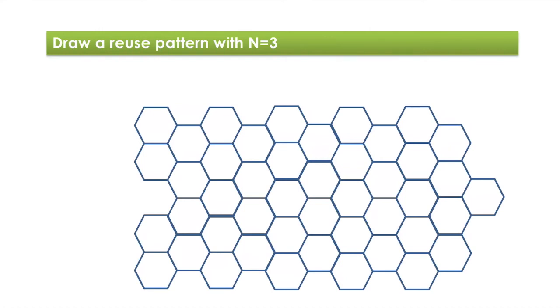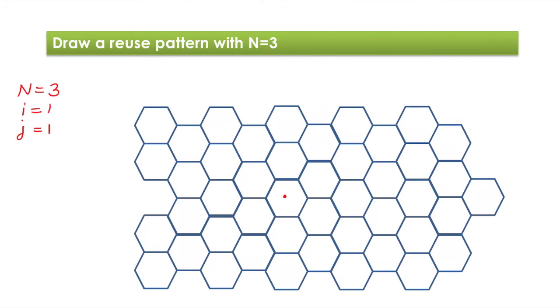For that, we need a hexagonal graph paper, or initially we can draw the hexagonal cells like this. Now let us consider any one of the cells in the graph. Now since n equal to 3, as per the previous table, you can see it is possible when i equal to 1 and j is equal to 1. Now we will try to draw a pattern with n equal to 3.